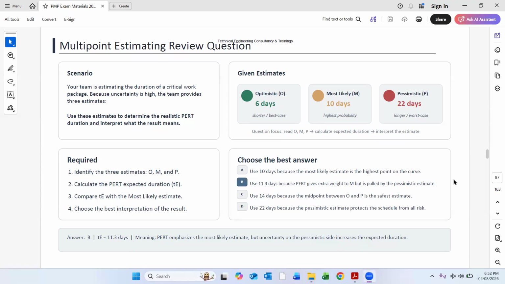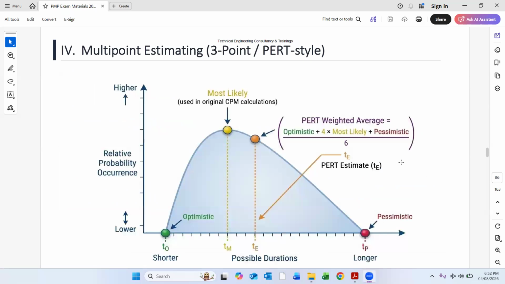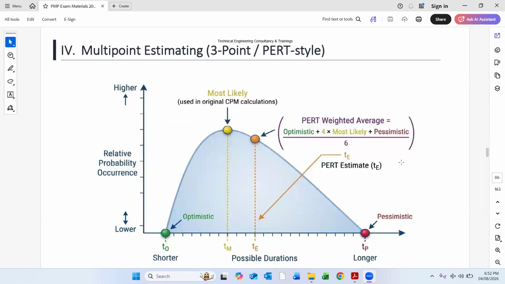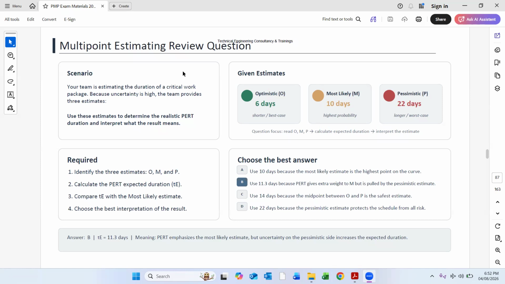So today we are going to start with, last time we discussed 3-point estimates for the different distributions like triangular distribution, beta distribution, and standard deviation of activity. So today we are going to discuss and have a question on this scenario.